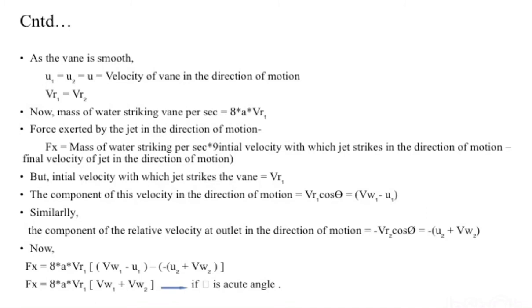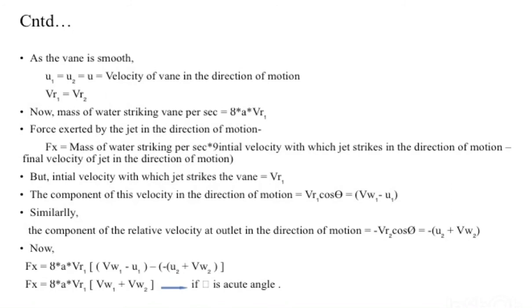Now similarly the relative velocity at the outlet in the direction of motion is minus VR2 cos phi, which can be given as minus, in the bracket, U2 plus VW2, the minus sign being due to the opposite direction. So therefore the force exerted can be given as Fx equals rho into A into VR1, in the bracket VW1 plus VW2. Now this force is calculated when the angle beta is an acute angle.